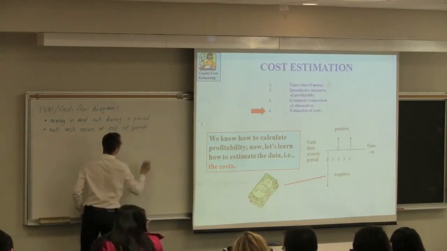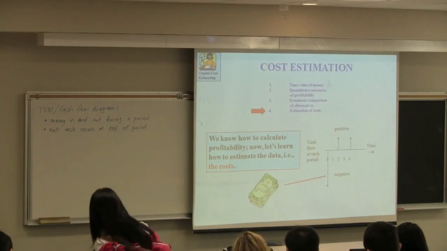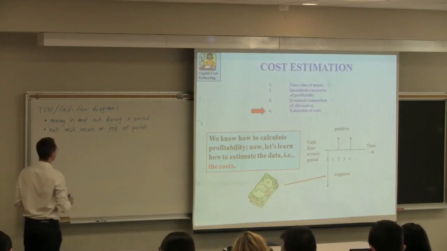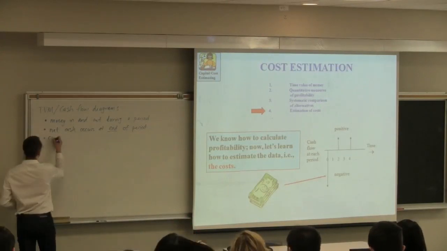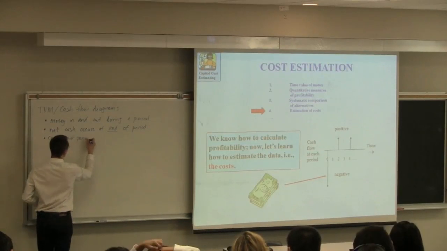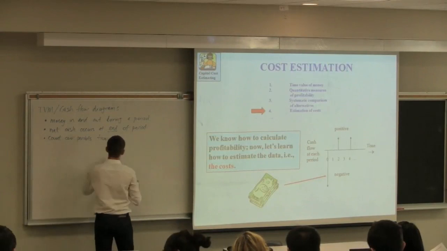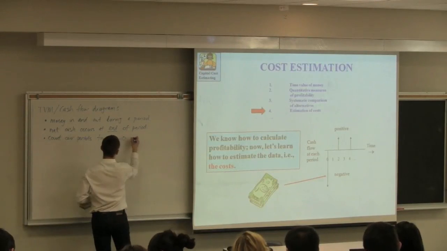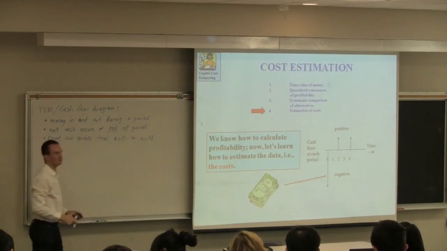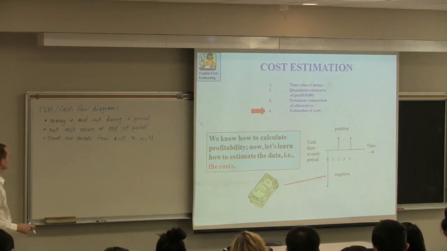This may be slightly different to some other conventions used in other economics courses, but in all the engineering economics textbooks, this is a standard convention: the net cash flow occurs at the end of the period, and we count our periods from 0 to capital N. So that's what we covered in the first parts of the class.